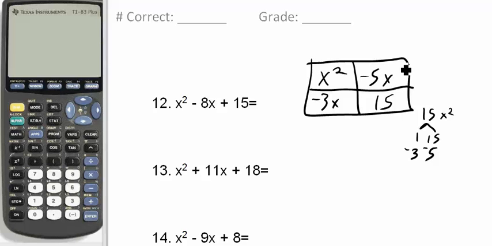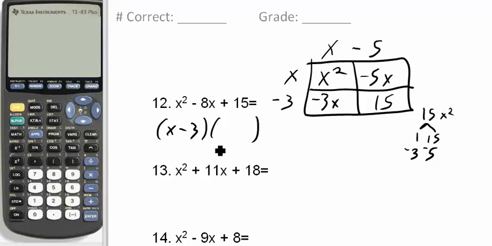Okay, on the box method, there's a couple more steps now. So what can I divide into both of these? I can divide an x into both of those. What can I divide into both of these? I can divide a 3 into both of those. And since this is negative, I'm going to keep that negative sign. And then up here, what can I divide into both of these? X. And what can I divide into both of these? 5. And since that's negative, I'm going to keep that negative sign. So when we go to put our binomials here, we have x minus 3 and x minus 5.